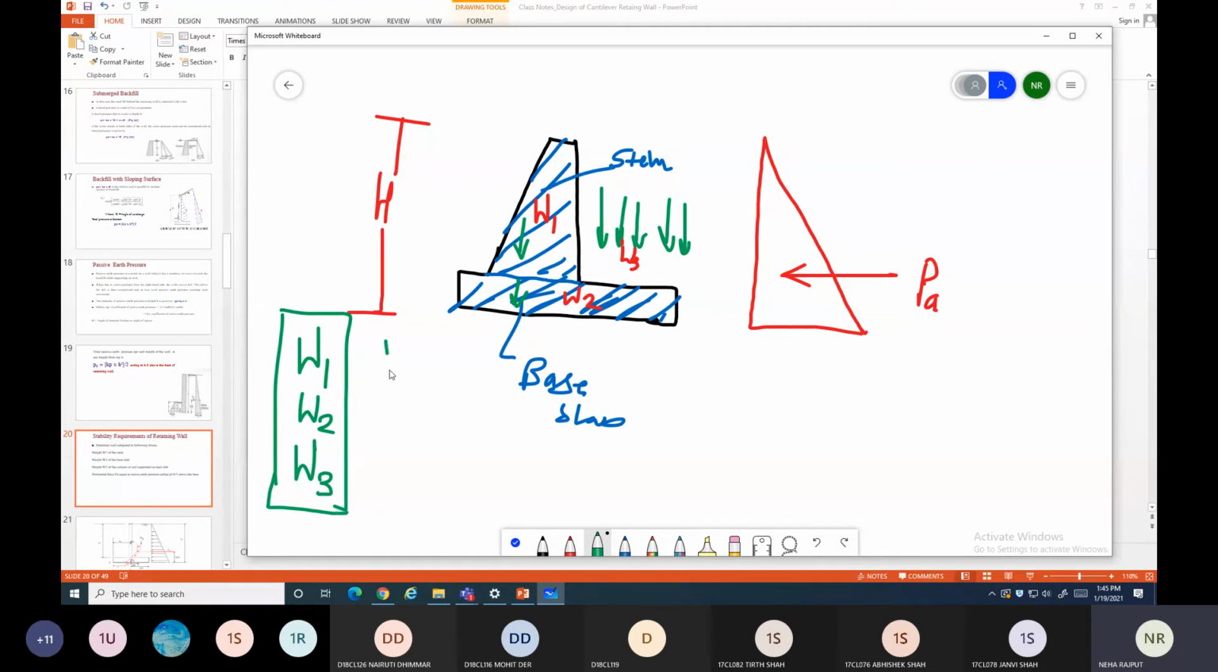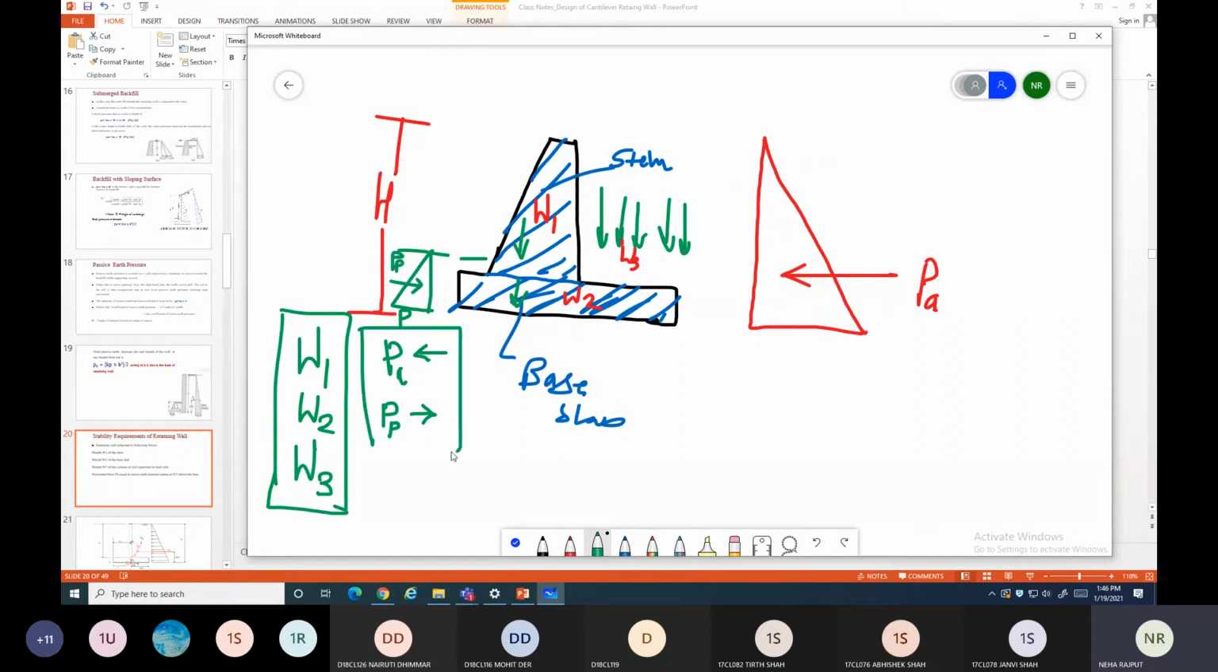Then this PA force is acting in the lateral direction. PP, passive pressure, is again in the lateral direction but opposite to it. So if this is my footing, then this is my passive pressure diagram. So passive pressure is also acting in this direction.